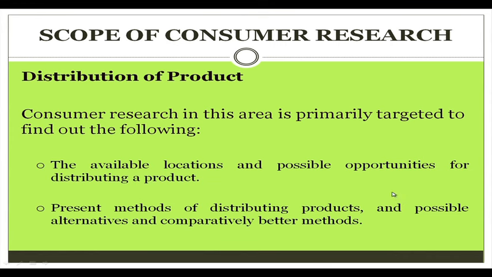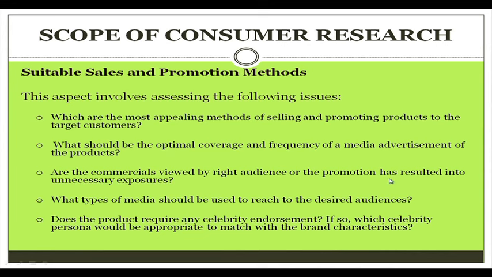Distribution of the product. Consumer research is again an area primarily targeted to find out the following: the available locations and possible opportunities for distributing a product, present methods of distributing the product and possible alternatives and comparatively better methods. We also try to find out suitable sales and promotion methods by research, and there the issue which we mainly address is which are the most appealing methods of selling and promoting the products to the target customers.